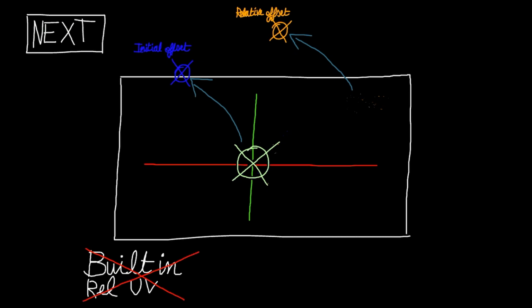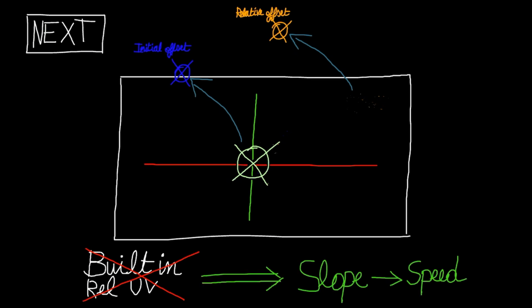One way to do this is to use the built-in relative UV system, which I'll explain in the next tutorial, but this didn't seem to work out for this project. So instead, I'll show you a nice technique to mimic this built-in relative UV system via a slope connected to a speed chop.